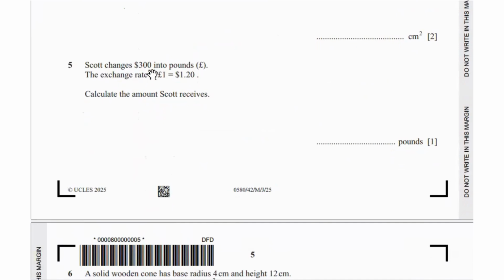Then Scott changes $300 into pounds. The exchange rate is 1 pound equals $1.20. Calculate the amount Scott receives. So if 1 pound equals $1.20 and we have to change $300 into pounds, we will divide 300 by 1.20. And that's going to give us 250 pounds.